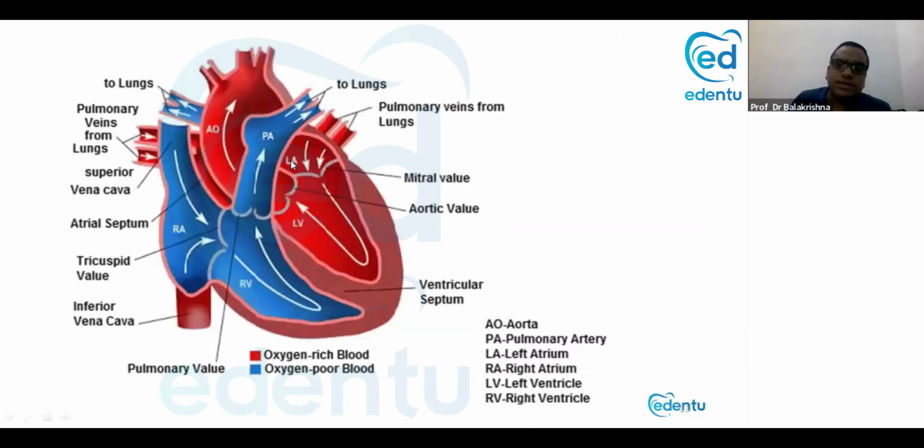So the heart has got 4 chambers. So it is always opposite, okay, opposite. The photograph is the same opposite, right? So right atrium, right ventricle, left atrium, left ventricle. So please understand that we always cross.